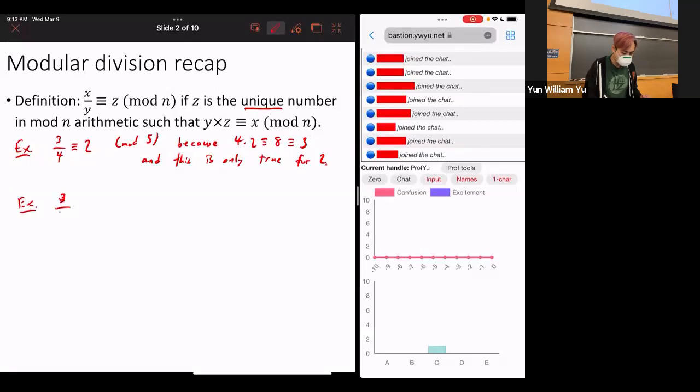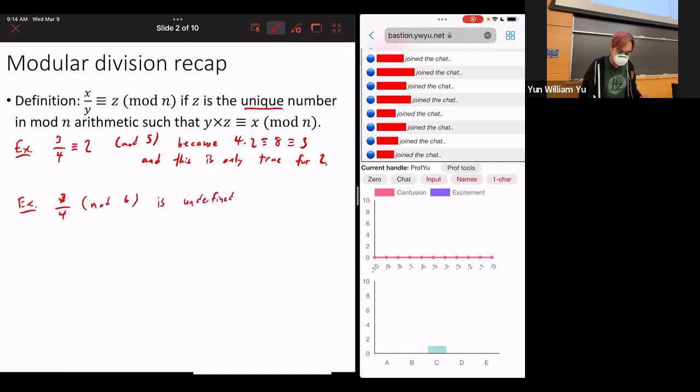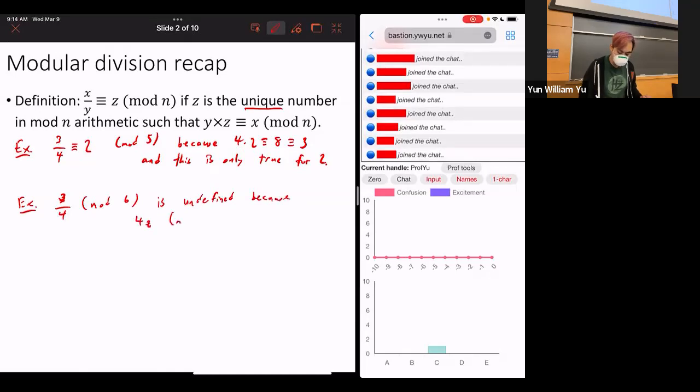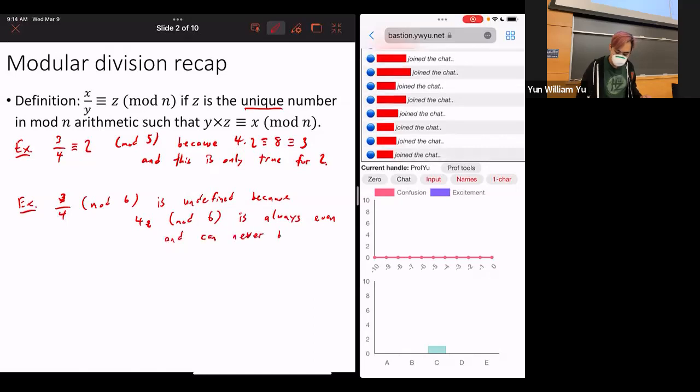3 divided by 4 mod 6. This, on the other hand, is undefined because 4z mod 6 is always even and can never be 3. The way we notice this is because we know that 4 and 6 are not relatively prime. You'll see that this ends up giving you problems because you only end up with multiples of 2.